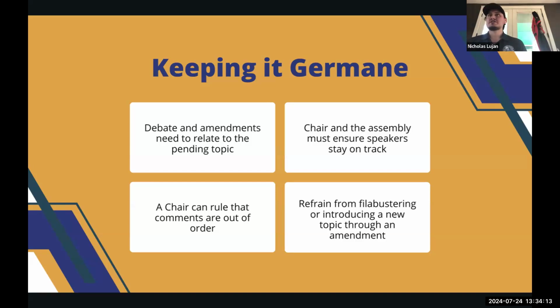And the chair and the assembly must ensure speakers stay on track. Refrain from filibustering or introducing a new topic through an amendment. And that just means refrain from squeaking in two items into one thing. We want to compartmentalize and do things individually. And I will refer this back to Emily.